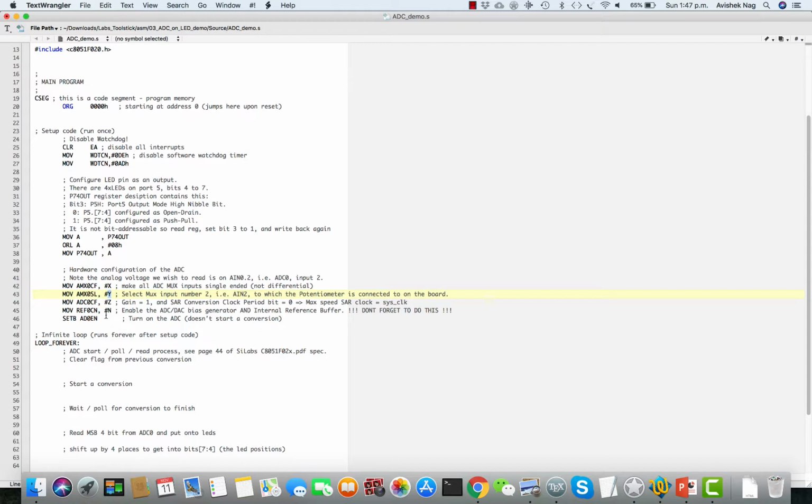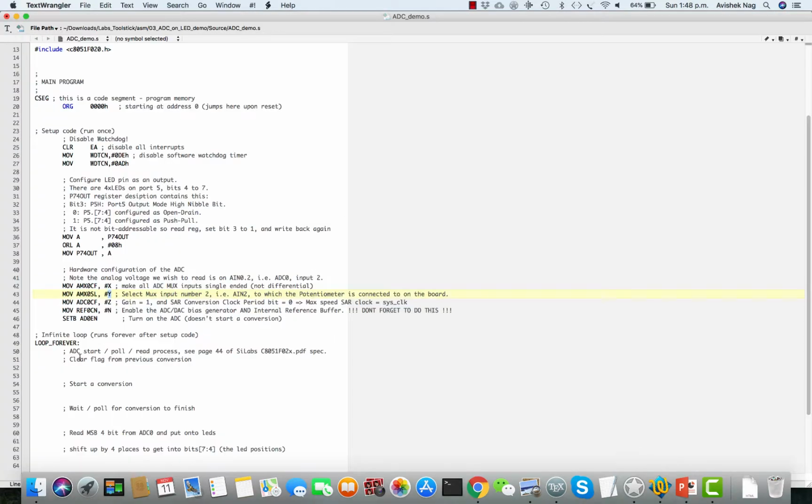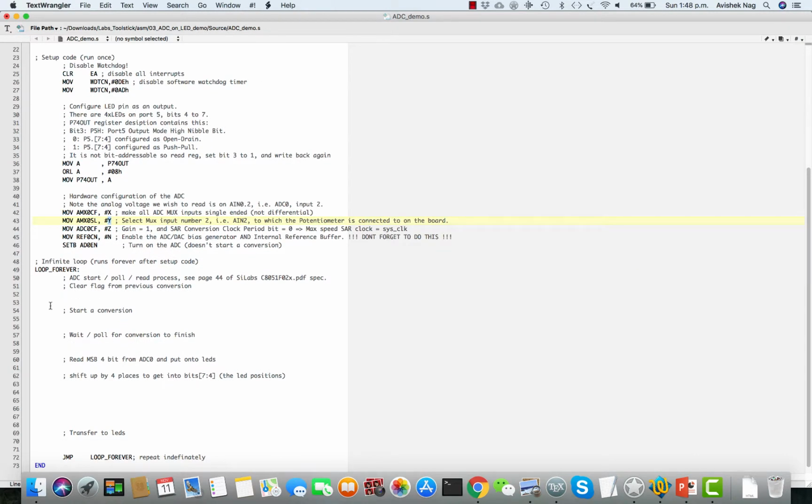You have to move a number n to the REF0CN register to enable the bias generator and the internal reference buffer, which I just told, and then you turn on the ADC by setting this bit ADC0EN to 1. And then this is the part of the code that will first start to poll the ADC0INT bit that I just said.